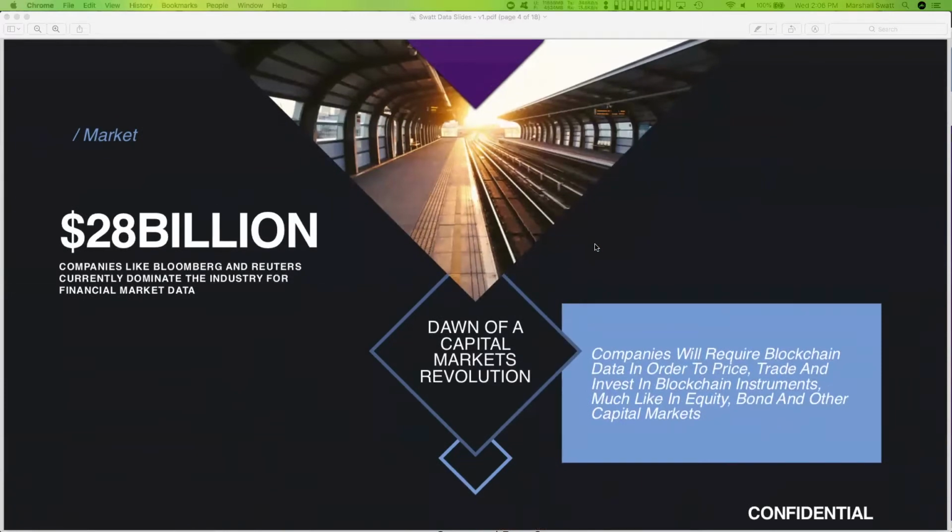The market for data is a pretty sizable one. If you look at companies like Bloomberg and Reuters, it's a pretty big industry. Companies require data in order to make informed trading and investing decisions. Our thesis is that companies will equally require blockchain data in order to price, trade, and invest in blockchain instruments, just as they do in many other financial markets today.